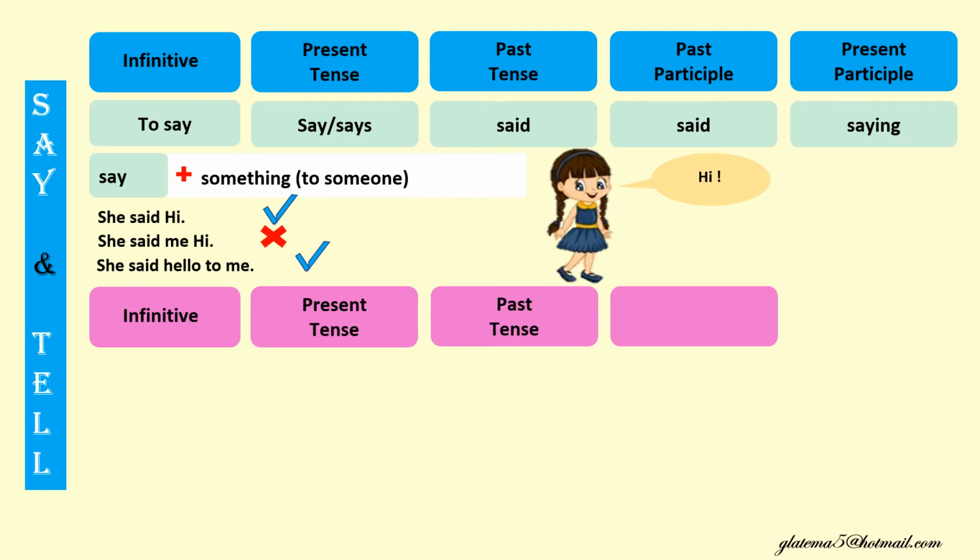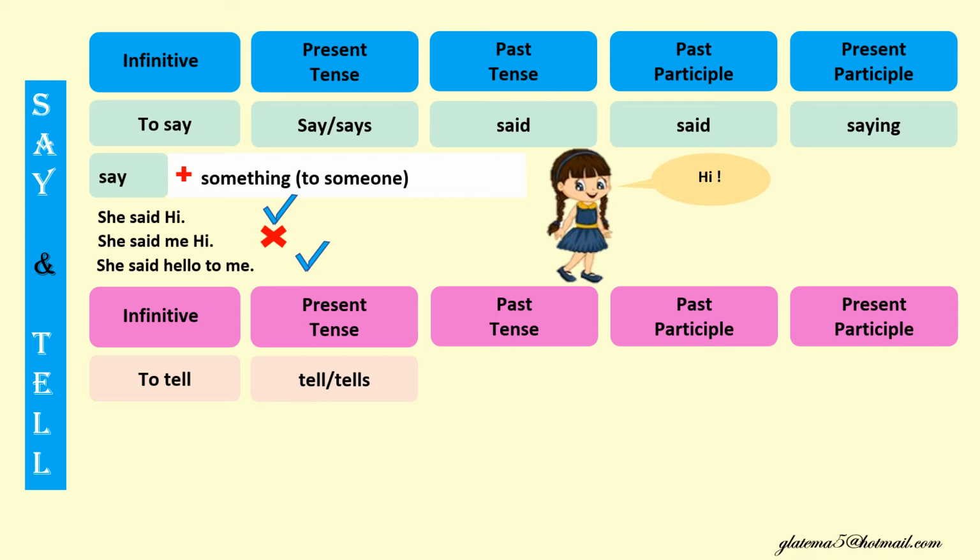We are going to see the infinitive, the present, the past tense, the past participle, and the present participle. The infinitive is to tell. In the present tense we have tell and tells. In past tense we have told, past participle told, and in present participle telling.